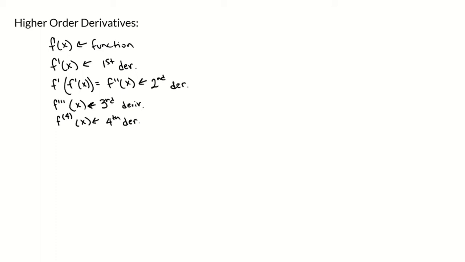Okay. So that's one way that we're going to see these written, but we have our other notation, such as if our function is written as y equals, so y is our function, then the first derivative we write dy dx. The second derivative we're going to write d squared y over dx squared. That shows we're taking the second derivative.